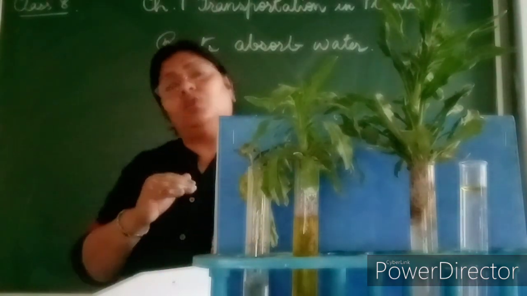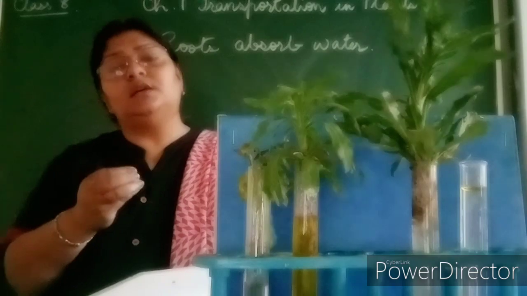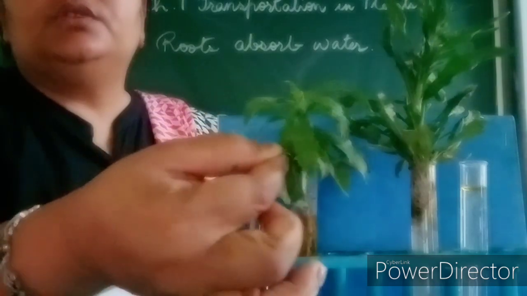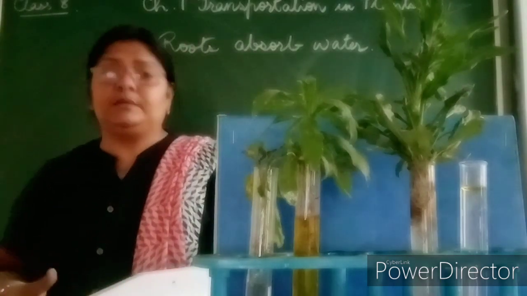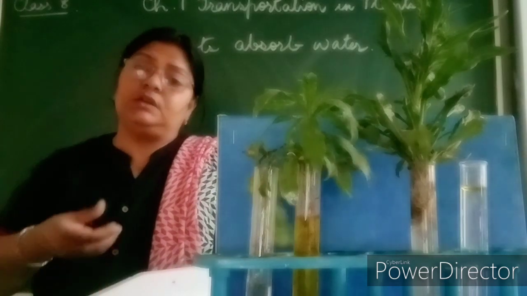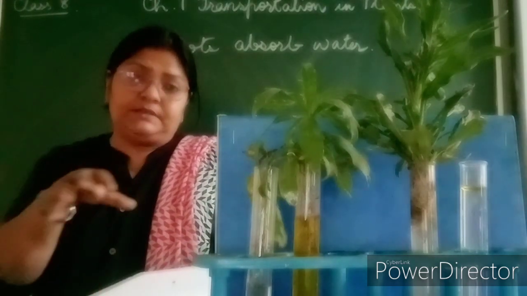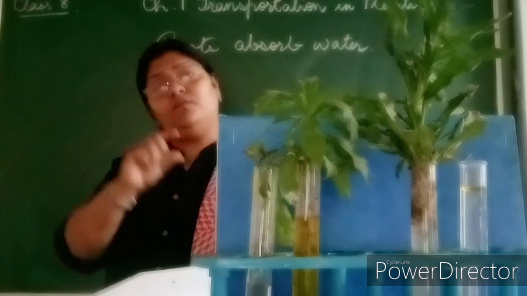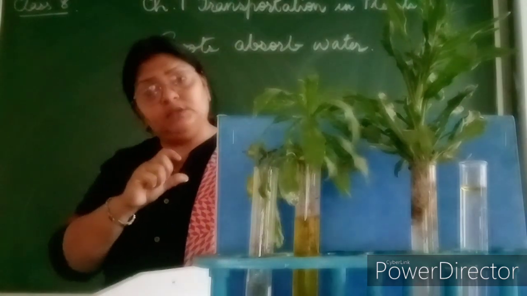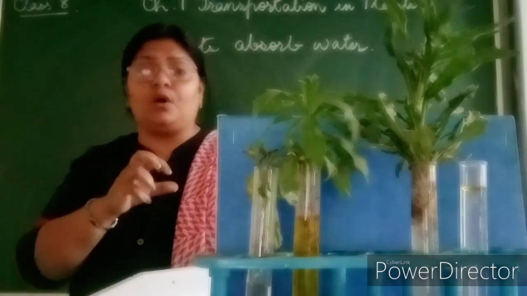In test tube C, what we note is the colored water that we have placed the plant in, that color is seen among the veins. If you see by your eyes, you will find a little yellowish tinge in the leaves. This is because the water is being absorbed by the roots, passes through the stem up to the leaves and spreads in the veins. So the veins get the color of the water.